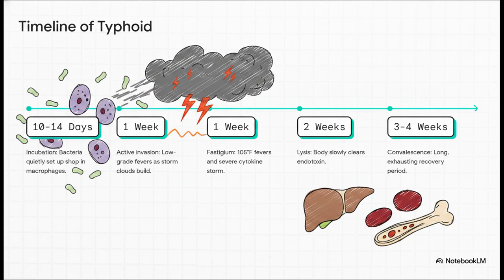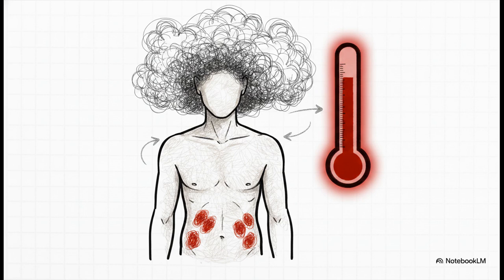Then you get about a week of active invasion with low-grade fevers as those macrophages travel to the liver, the spleen, and the bone marrow. The storm clouds are just slowly, silently building up. And then we hit the peak. This is known as the fastigium. The macrophages rupture, endotoxins pour out, and a massive cytokine storm absolutely erupts. Patients experience terrifying 105-degree fevers and profound delirium.